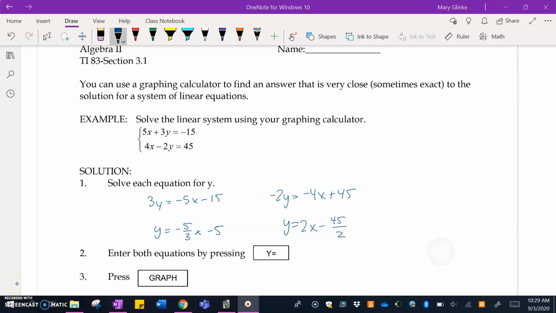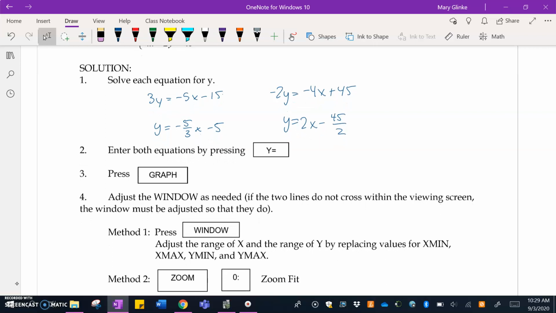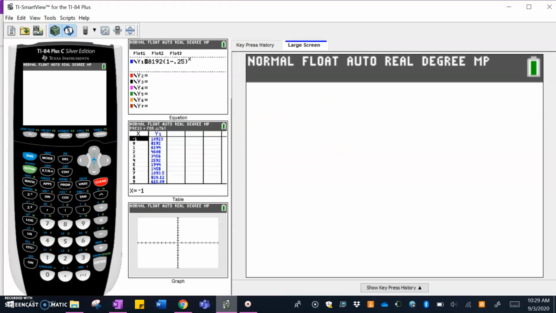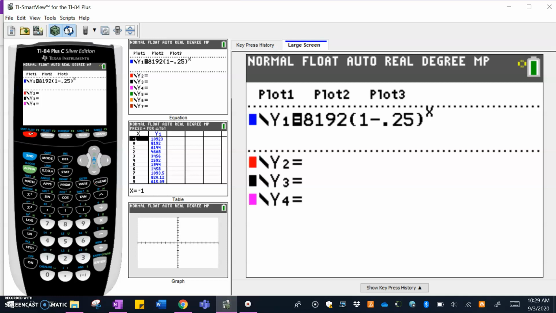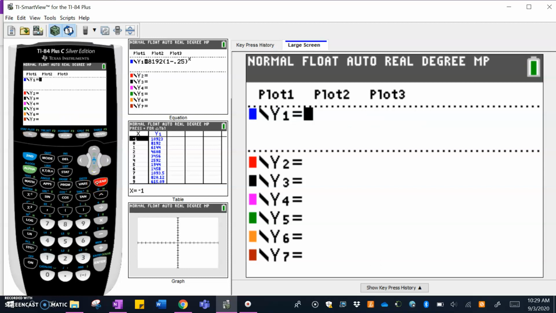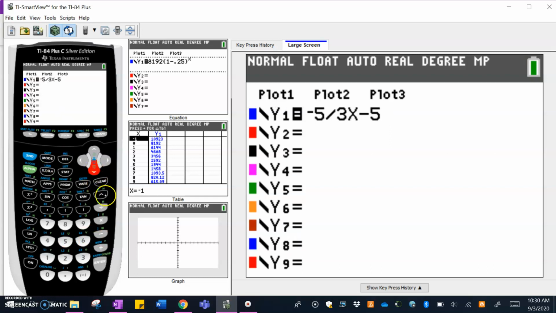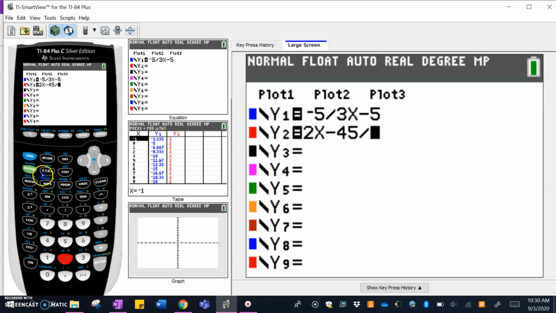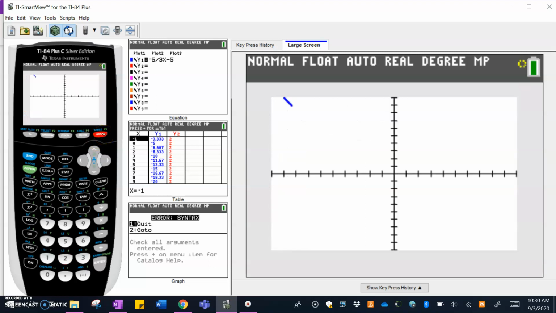After you've solved each equation, now we are ready to actually plug it into our calculator. So we're going to go ahead and pull up our calculator. You're going to want to go to y equals. You're going to clear out any equations that are already there, and you're going to type in the equations that you're wanting to graph. So the first equation you type into y1, the next one you're going to type into y2. You're going to go ahead and hit graph.